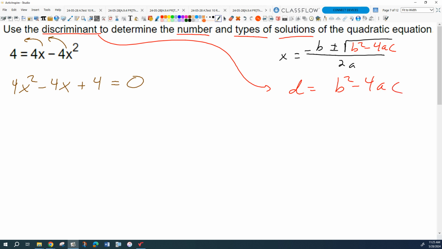Now let's review what value that has to us. The sign of the discriminant predicts the types of solutions we get and how many. What if the discriminant is negative? What does that tell us is going to happen?